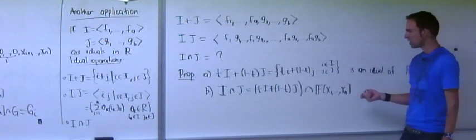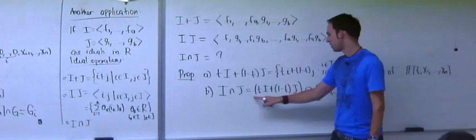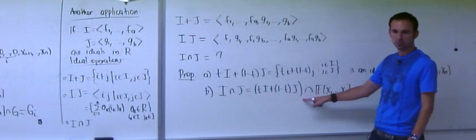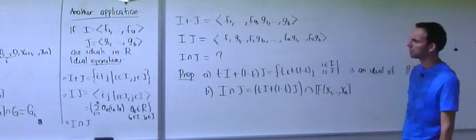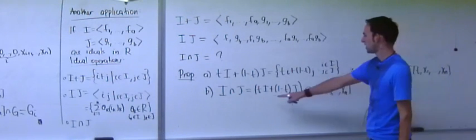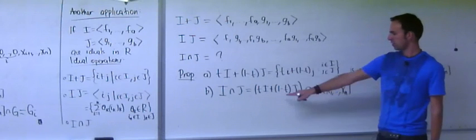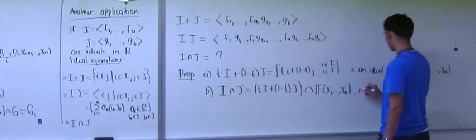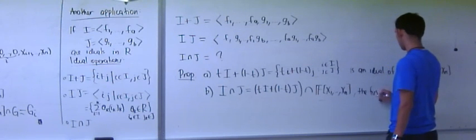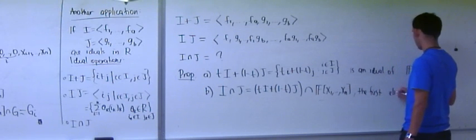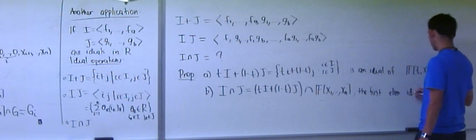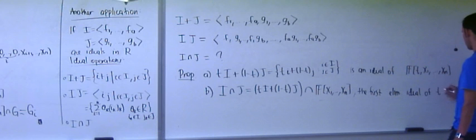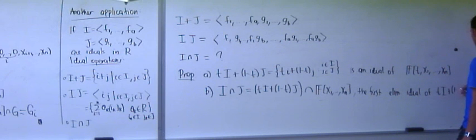But you see, what I'm saying here then is that this guy, by definition, is exactly the elimination ideal. The first eliminate, first or last? The first. This is the first elimination ideal of tI plus (1 minus t)J.